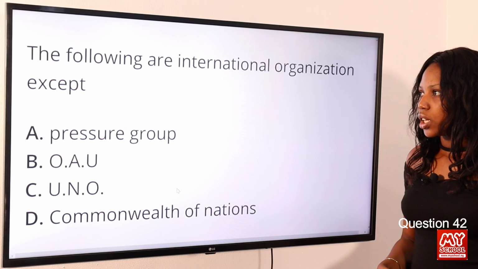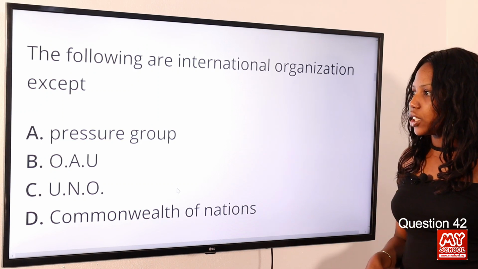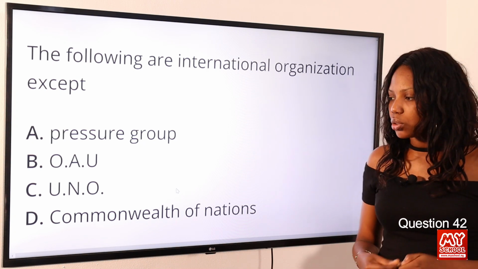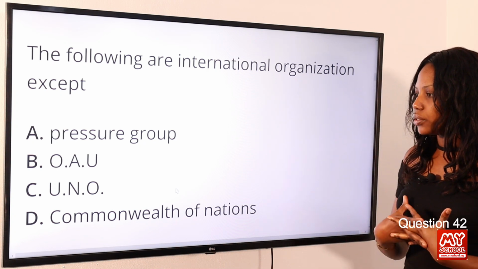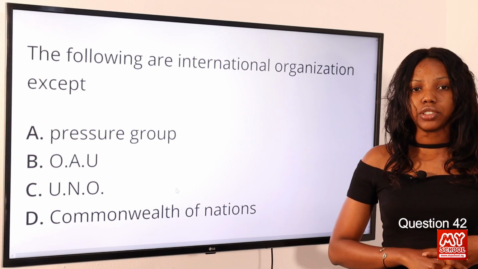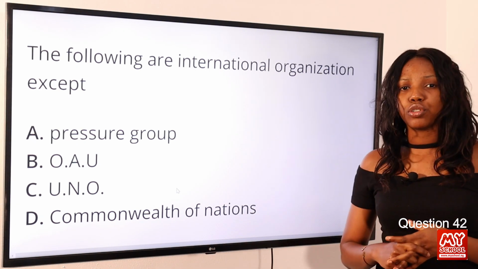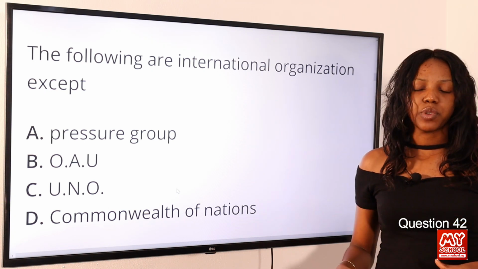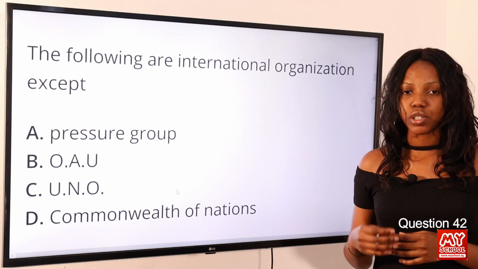Question 42. The following are international organizations except option A, pressure group, option B, OAU, option C, UNO, option D, Commonwealth of Nations. The answer to this question is pressure group. Pressure group is an organization within the country. Okay, so Nigeria has its pressure group, USA has its pressure group, and so on and so forth.